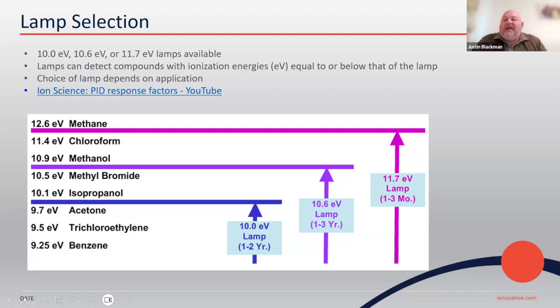So only use an 11.7 lamp when you really have to. The cost and complications mean it is not a good idea to just say, oh, 11.7 is better, it means I can detect everything. Not a good way of thinking about things. So a very quick look there at lamps.